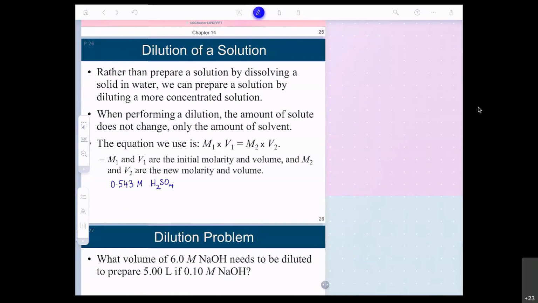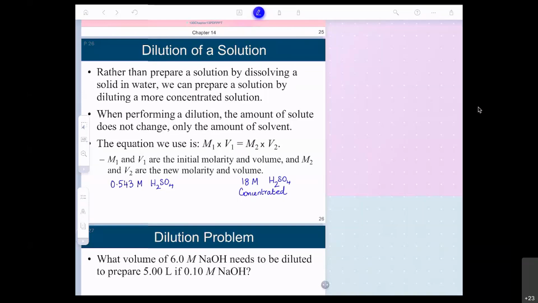Now, he'll go to his stockroom and he will not find 0.543 molar sulfuric acid. Instead, what he's going to find is an 18 molar sulfuric acid. This is what manufacturers sell, and this is concentrated sulfuric acid. So there's no way in any laboratory we can purchase and store a variety of molarities. So what we do is we buy the most concentrated form of that compound available, especially if it's an acid or something, because it's difficult to store acids. They're corrosive. We'll keep it.